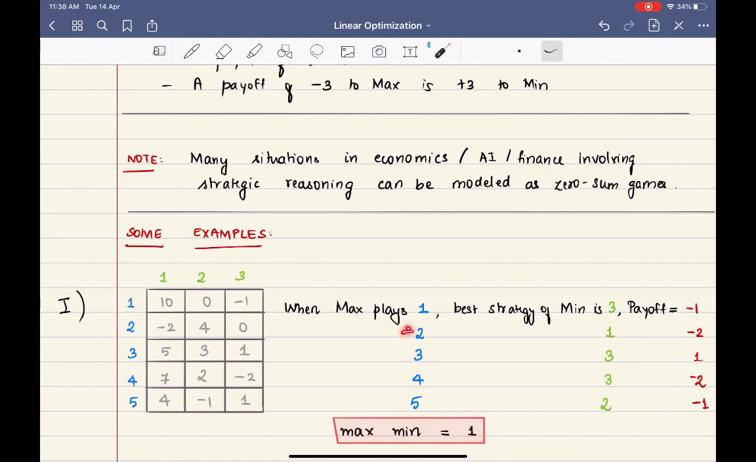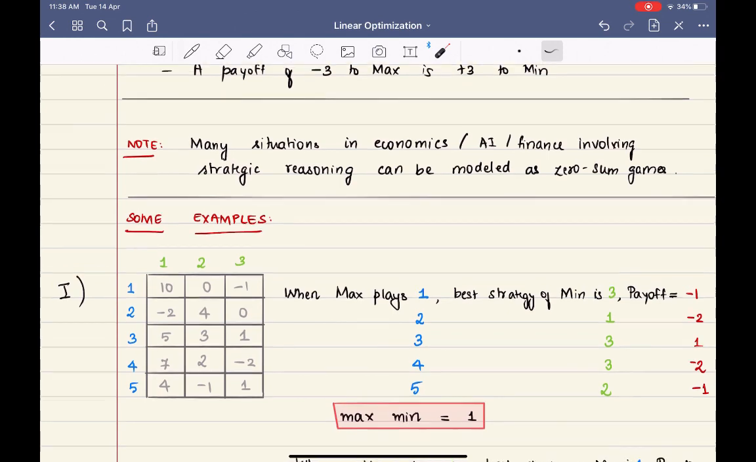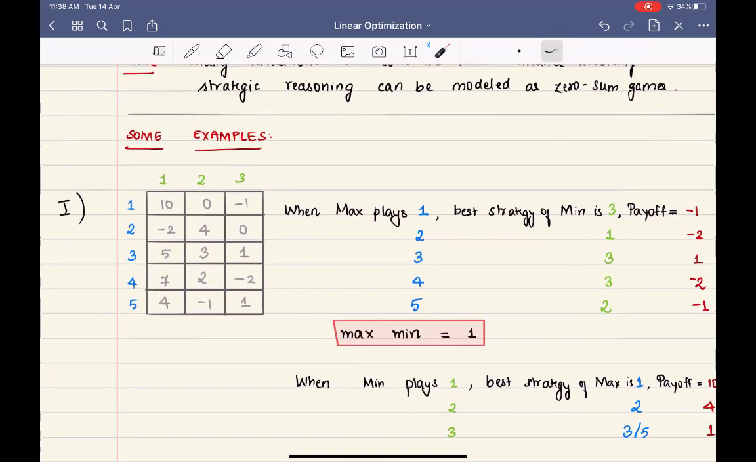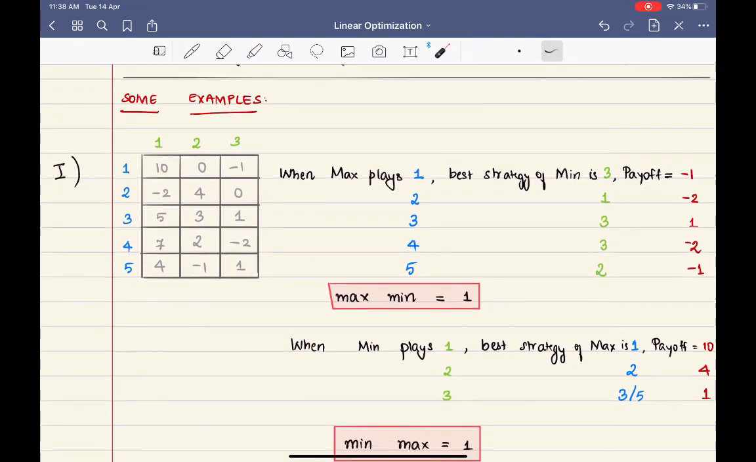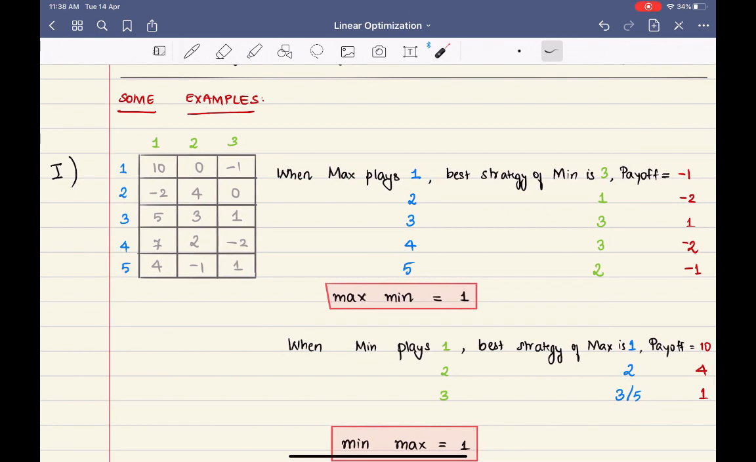Because any other strategy that Max plays will get a smaller payoff. Okay. So now let us do the same exercise for the reverse. Let's assume that Min plays first and after that Max plays. So Min chooses this column.